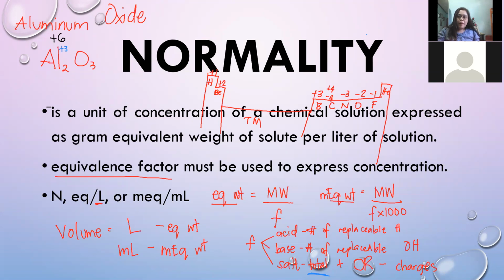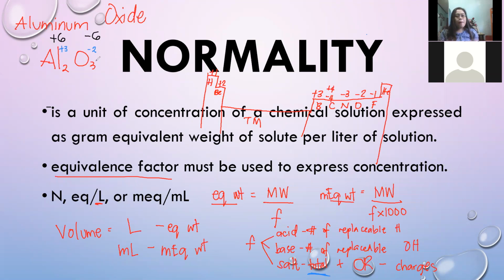Now, when it comes to oxygen, remember that oxygen is negative 2. But you have 3 oxygens here. You have 3 oxygen for aluminum oxide, so you have to get the total. I mean, there are 3 of them in all, and their charge is negative 2 each. So we just multiply, 3 times negative 2. The total negative charge for aluminum oxide is 6.